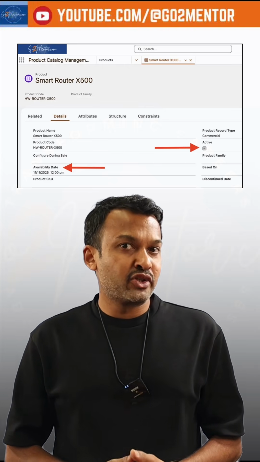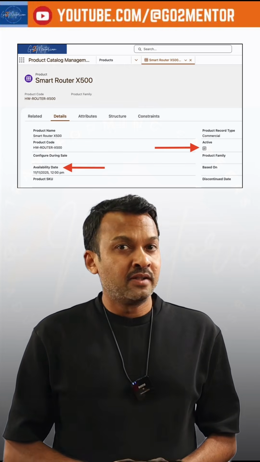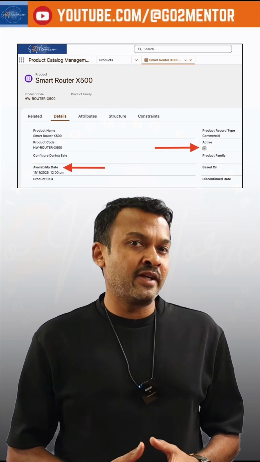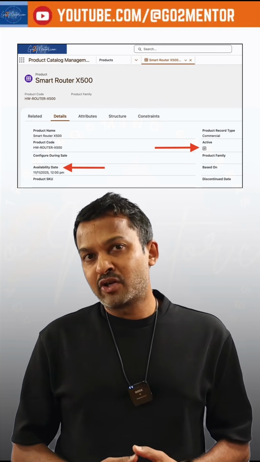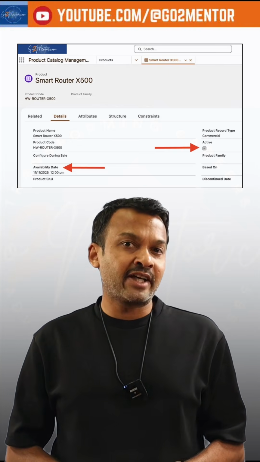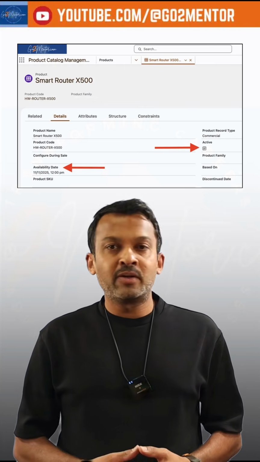The next step is to make sure that your product is active. Now, this is something that can be missed, especially if you are deep cloning a product, because by default, Salesforce RCA does not set the active checkbox to true when you deep clone a product.